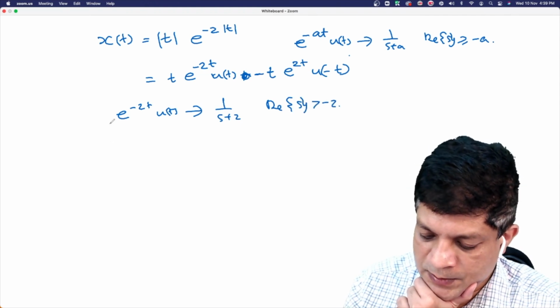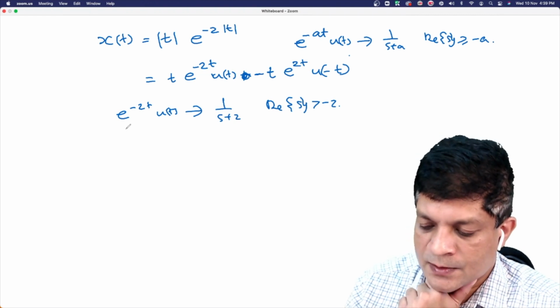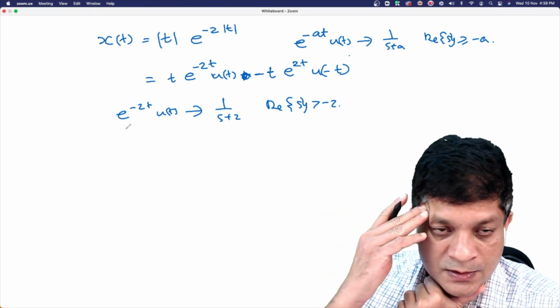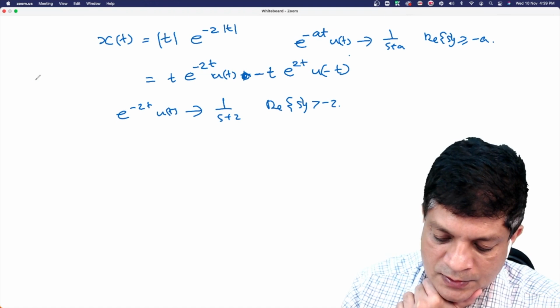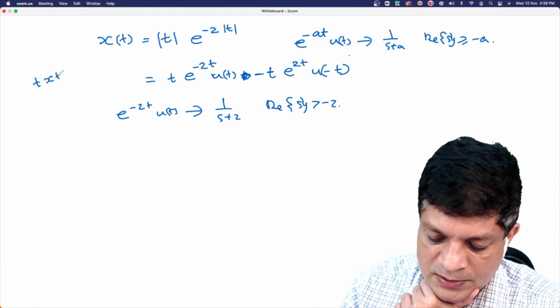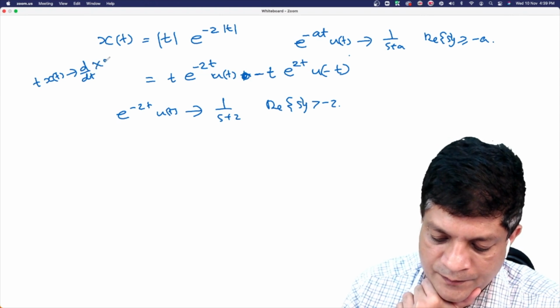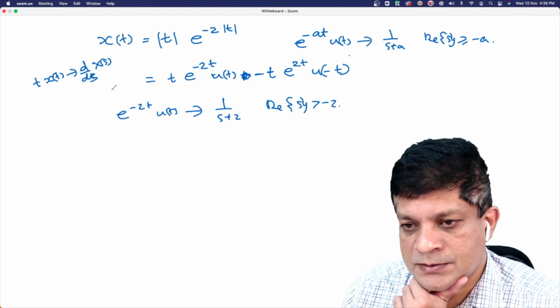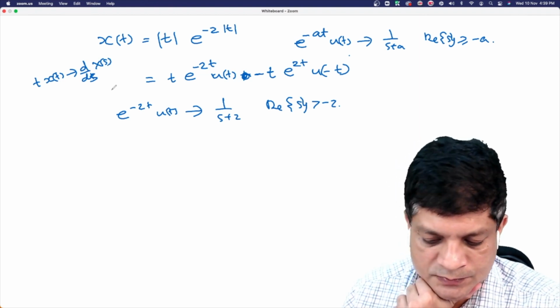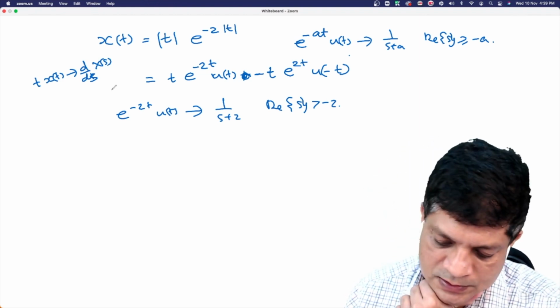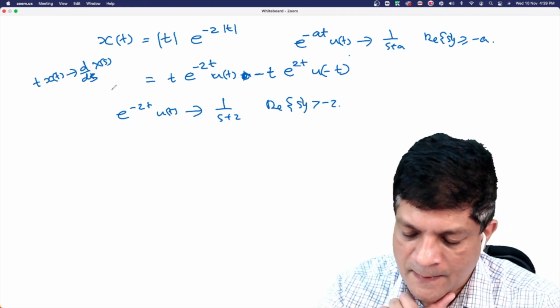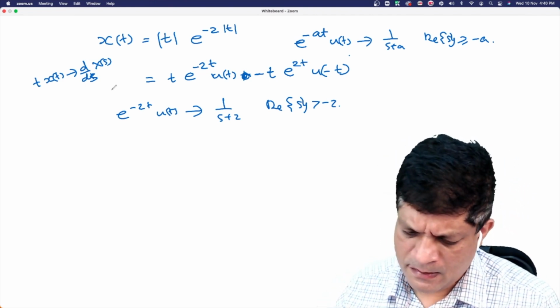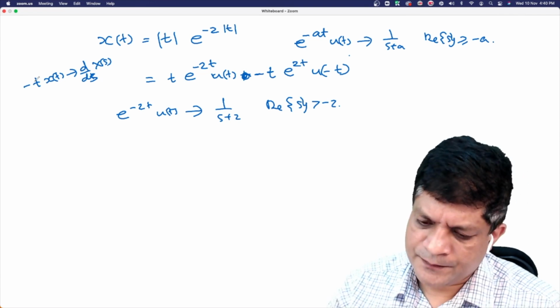What is this property? Multiplication with time. There is a property, you can see that formula sheet. The property is that t x(t), that will be derivative of d by ds. It is the differentiation in the s domain. Okay, I think there is a minus sign somewhere. Is there a minus sign? Yes, sir, it is minus t x(t). Minus t x(t). Okay.